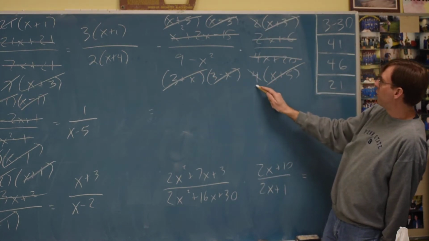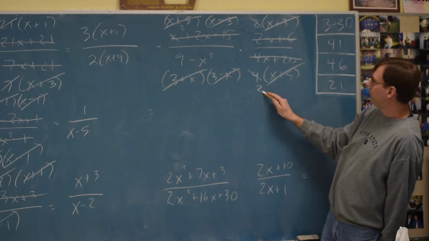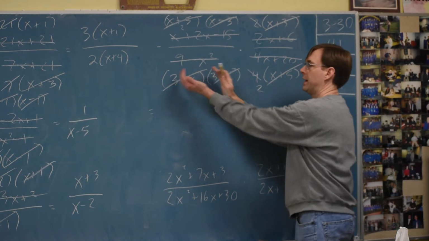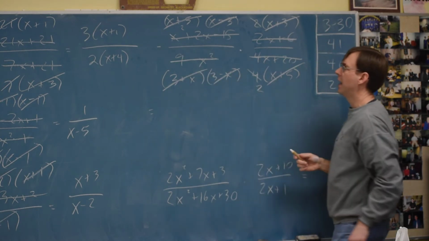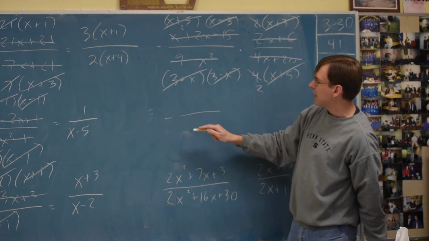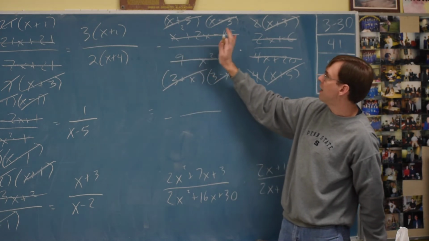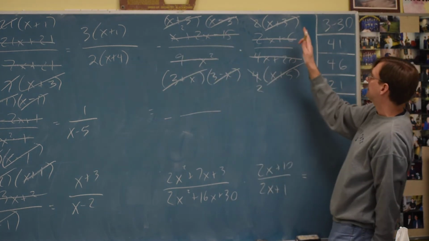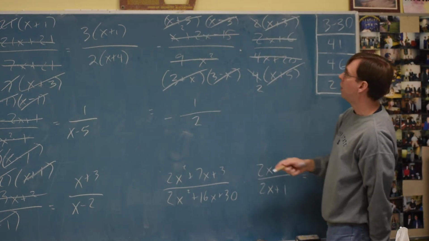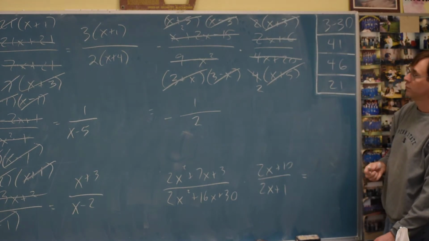2 can cancel with 4 to leave a 2. I really should have crossed this off about 60 seconds ago when I did the factoring. I should have eliminated that probably to avoid confusing anybody. But I have a negative in the beginning that I threw in for that backward subtracting. There's a 2 on the bottom, and there's only a 1 left on the top because we removed everything else.